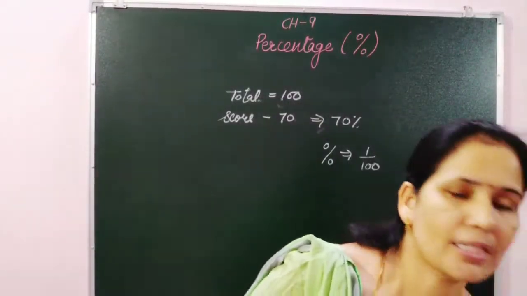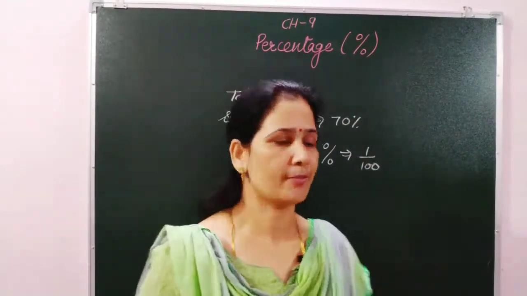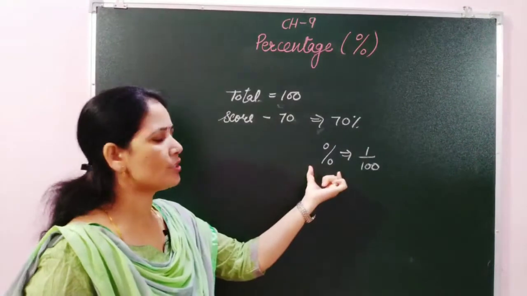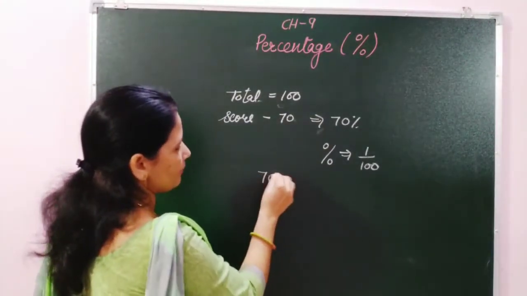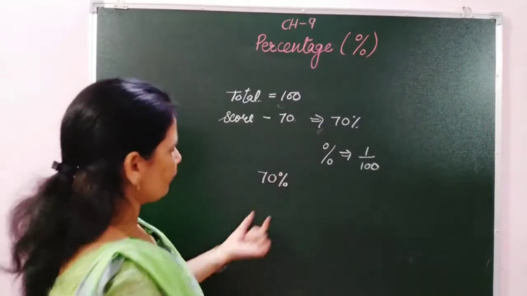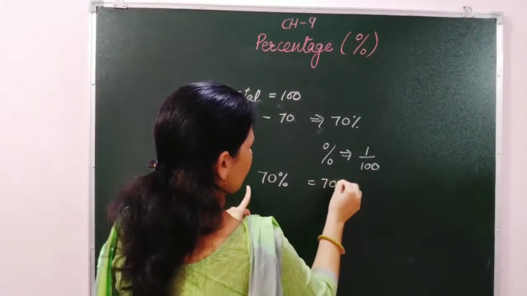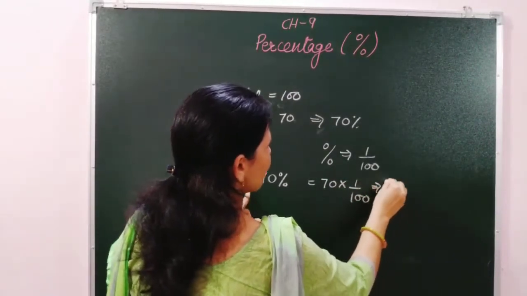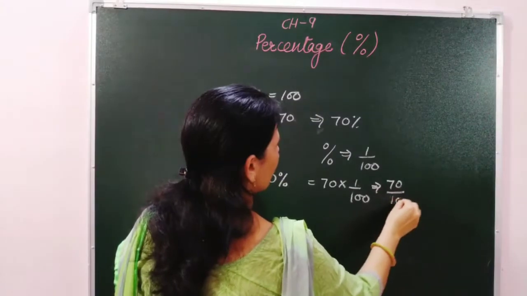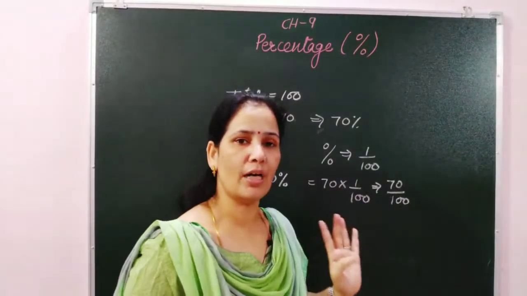So let's first discuss the percentage and then we will discuss its application. Students, this mark we use for the percentage, and if we write 70%, then we write the value of this mark: 70 multiplied by 1 by 100. So this indicates, students, 70 out of 100.